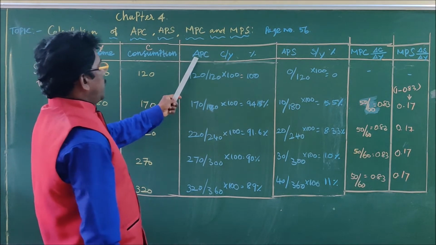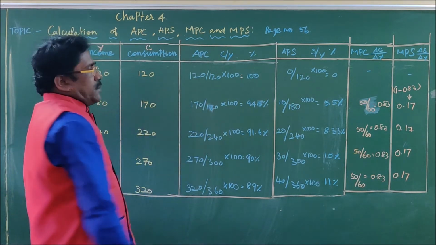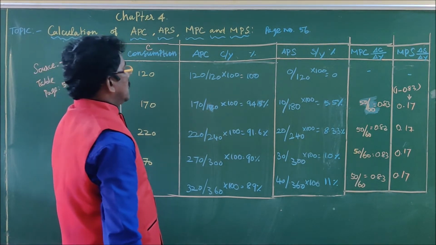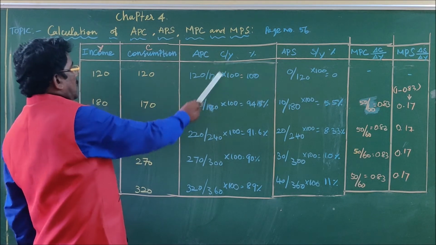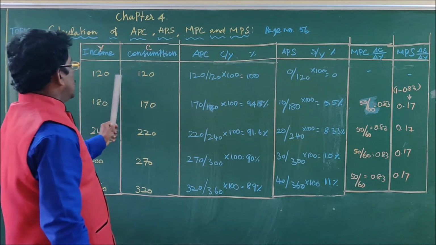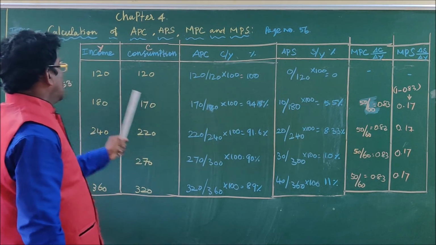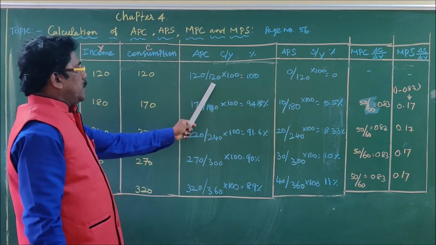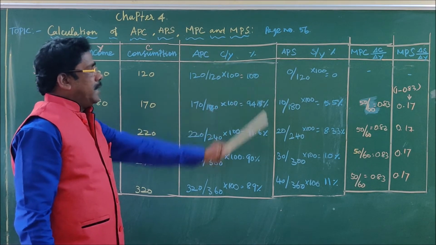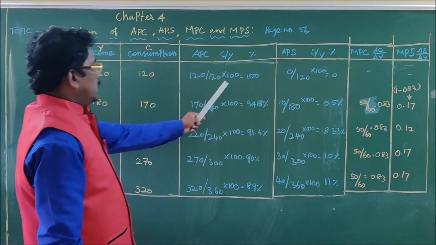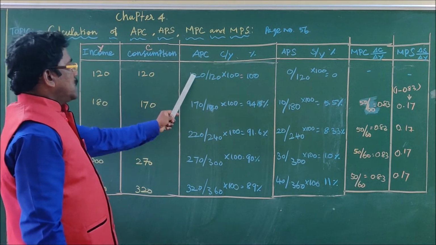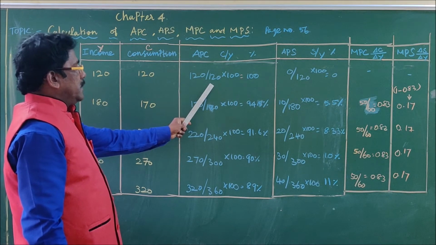So how do you calculate APC? APC refers to average propensity to consume. The formula is C by Y, where C equals consumption and Y equals income. In the first case, consumption is 120 rupees and the income is also 120 rupees. So 120 divided by 120 into 100, the answer is 100 percent. You multiply by 100 to convert it into a percentage. That is, consumption divided by income into 100.